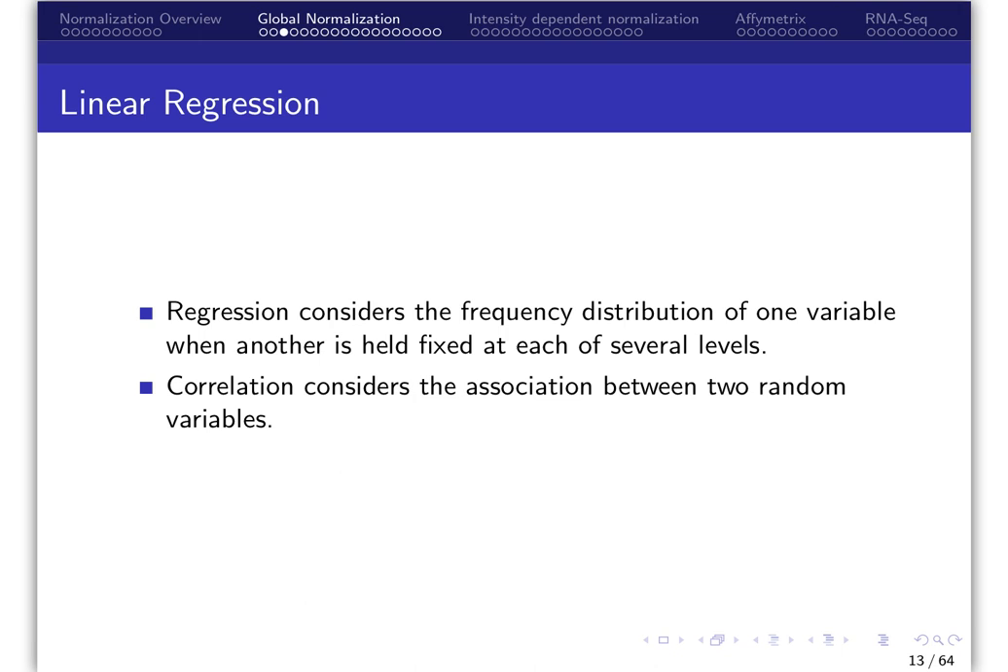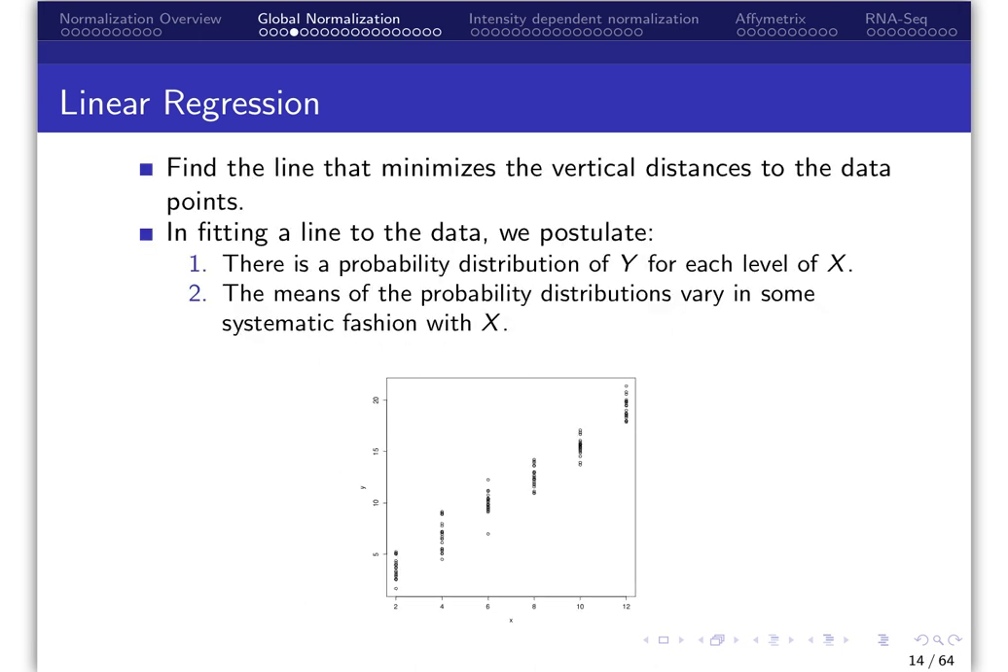Regression considers the frequency distribution of one variable when another is held fixed at each of several levels. Alternatively, correlation considers the association between two random variables. Given we have a set of data, how can we estimate the regression line? Our goal is to find the line that minimizes the vertical distances to the data points. In fitting a line to the data, we postulate that there is a probability distribution of y for each level of x, and the means of the probability distribution vary in some systematic fashion with x.